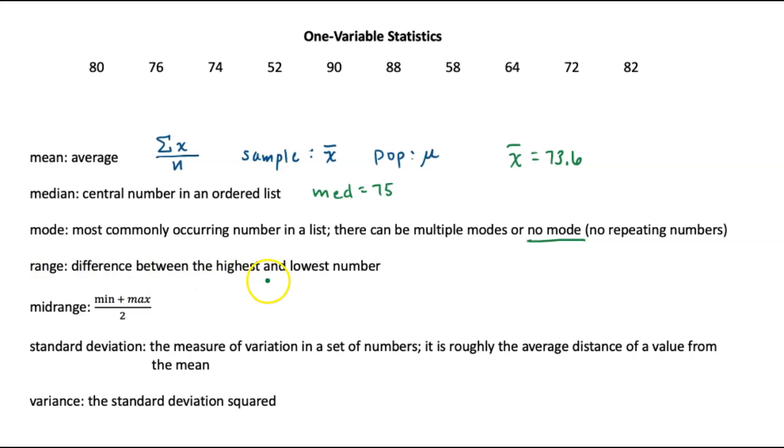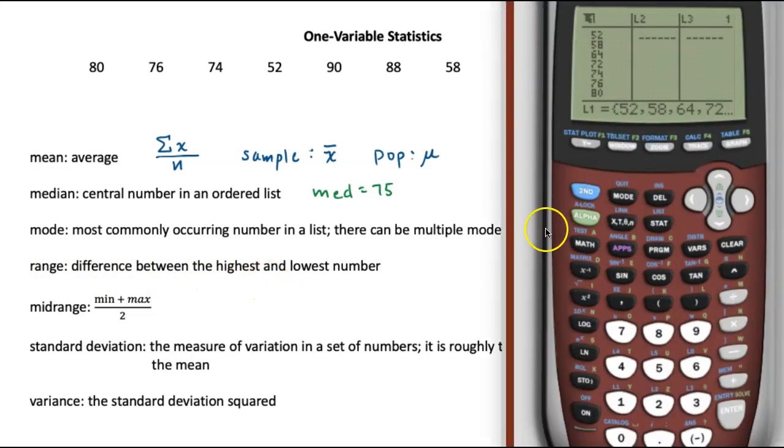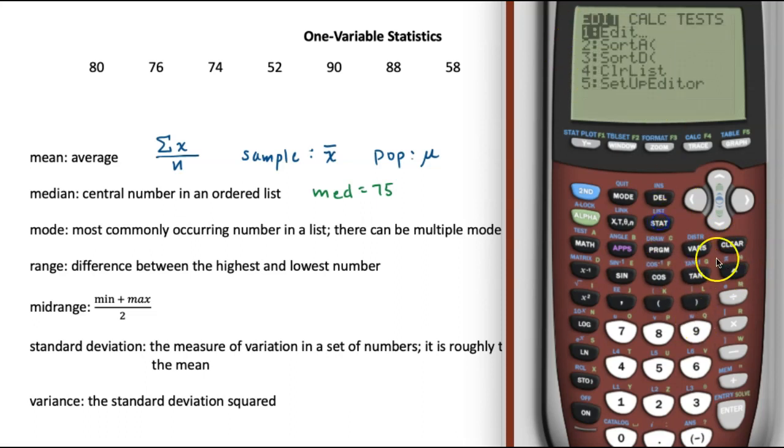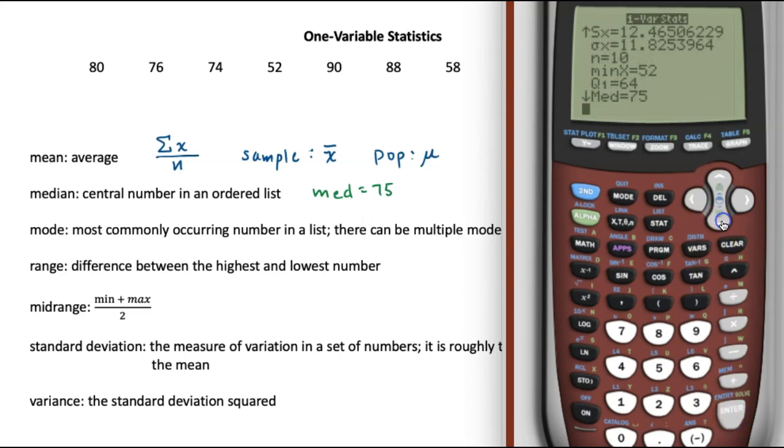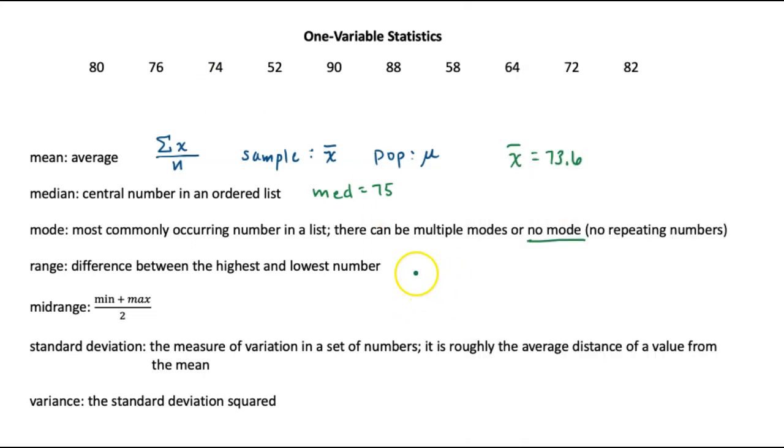For our range, that is just the difference between the highest and lowest number. So I'm actually going to go back to one variable statistics. I could just use this list too. Let's go back to one variable statistics and scroll down to find the minimum and the maximum. And 90 minus 52 is 38. And so our range is 38.